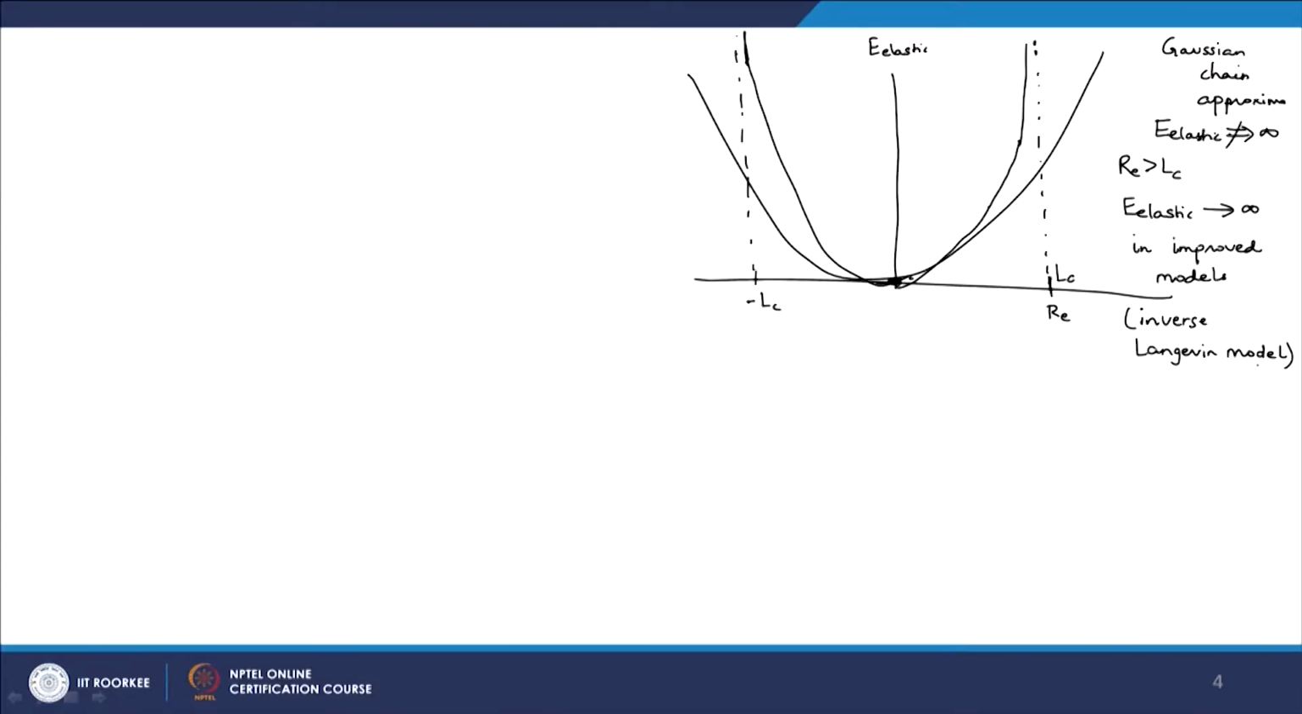This is also called a harmonic approximation that only works for small deformations around the mean value. Okay. So, this is one important point. The other point is, just like we can think of an energy, we can also think of a force that we require to hold back a chain at a particular value of RE.